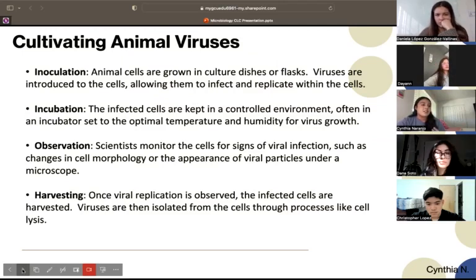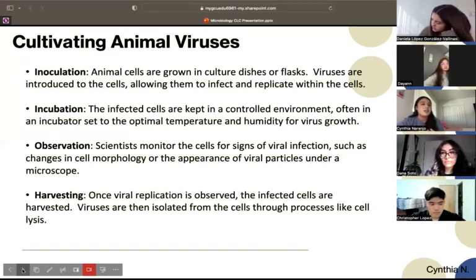Cultivating animal viruses, we start off with, again, animal cells growing in culture dishes or flasks. Viruses are introduced to the cells, allowing them to infect and replicate within the cells. Incubation is next. This is where the infected cells are kept in a controlled environment, often in an incubator set to the optimal temperature and humidity in order to help with virus growth.